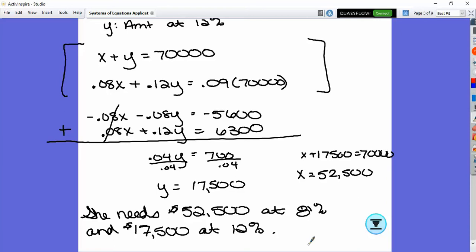Questions on that? These interest ones require a little more thought initially, but once you get used to them, they're all pretty much the same. It's just you take your interest rate times your principal and add those things together. So I'd like to try another one like that before I do anything else.